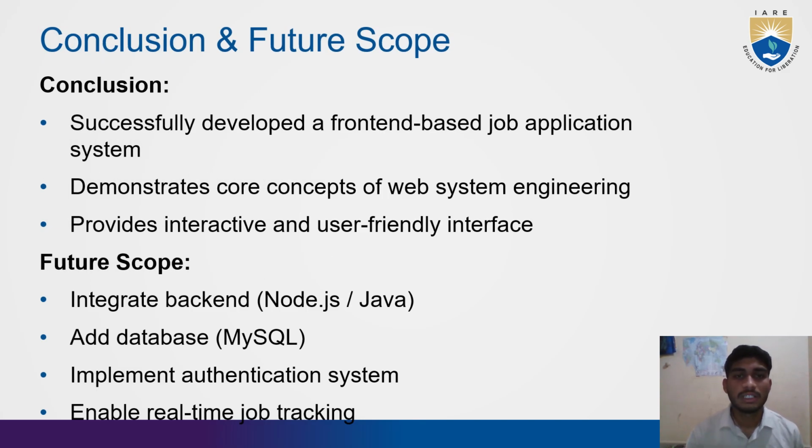Our next slide is conclusion and future scope. We successfully developed a front-end based job application system that demonstrates core concepts of web system engineering and provides an interactive and user-friendly interface. In the future, if we integrate a backend with Node.js or Java, we can add databases, implement an authentication system, and enable real-time job tracking. If everything works perfectly, we can implement these.